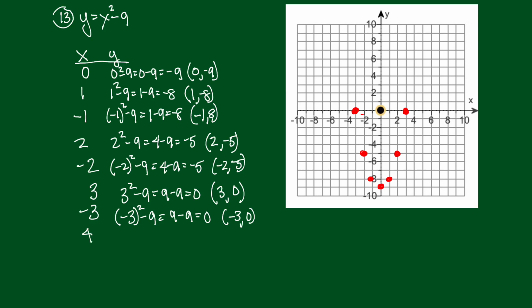Let's just do one more point. How about if we go over 4 and negative 4? So put the 4 in. We'll get 4 squared minus 9. 16 minus 9. That's a 7. Gives us this point. To the right 4, up 7.